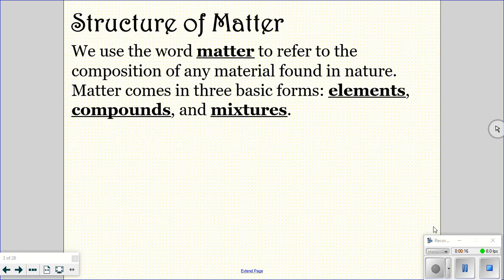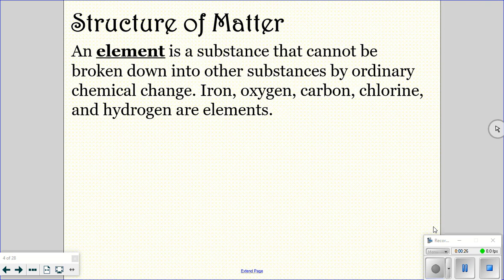So we use the word matter to refer to the composition of any material found in nature. Matter comes in 3 basic forms: elements, compounds, and mixtures. Your elements are your substances that cannot be broken down into other substances by ordinary chemical change. So iron, oxygen, carbon, chlorine, hydrogen, those are all elements. Anything on your periodic table are going to be your elements.